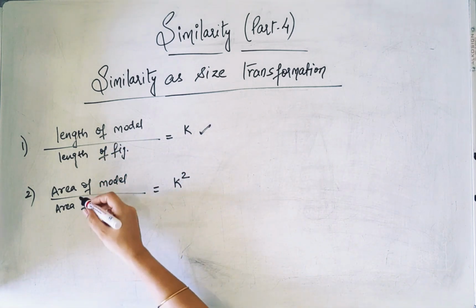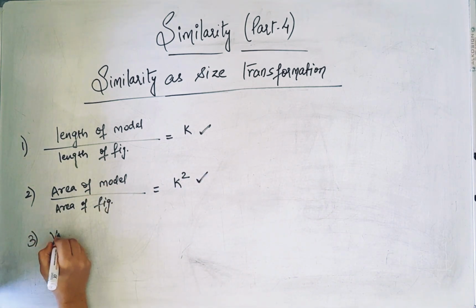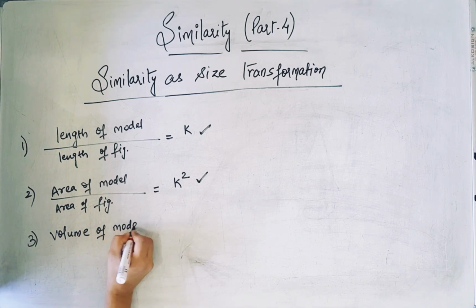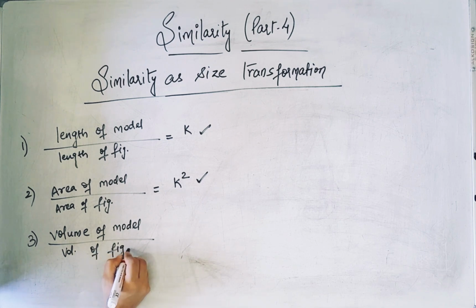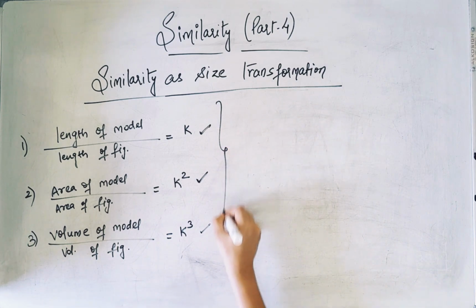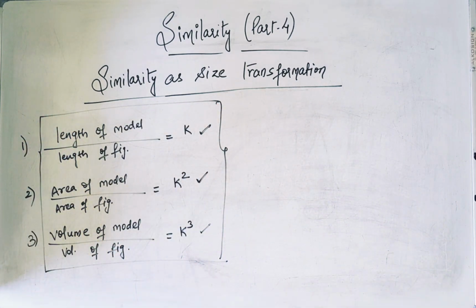But if it is related to area, the scale factor becomes K square. And third one, if it is related to volume, volume of model by volume of figure, then the scale factor becomes K cube. So these are the major three concepts which we have to apply in similarity as size transformation, and all the questions will be solved related to this concept only.